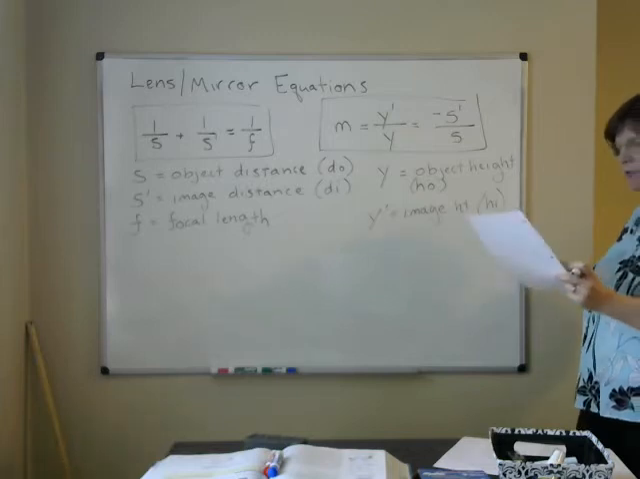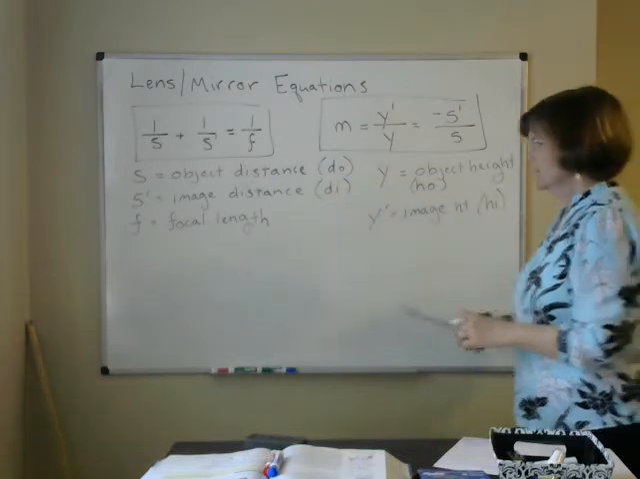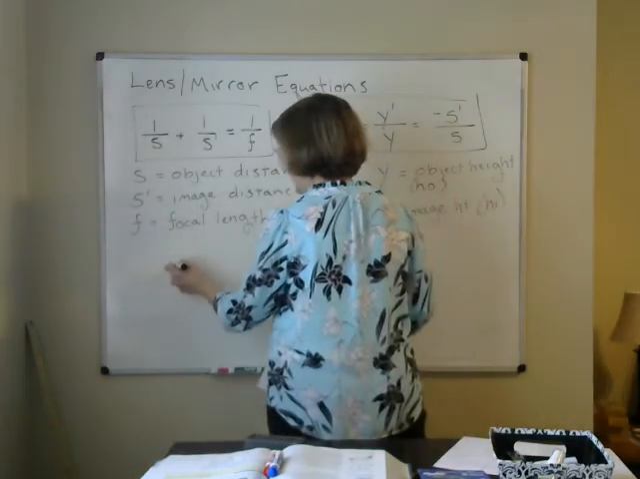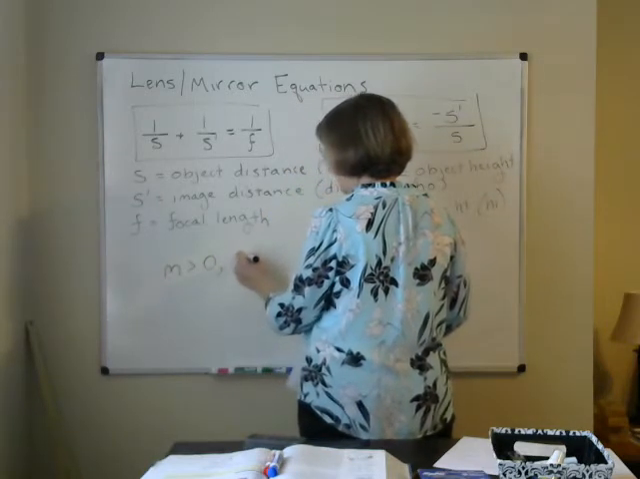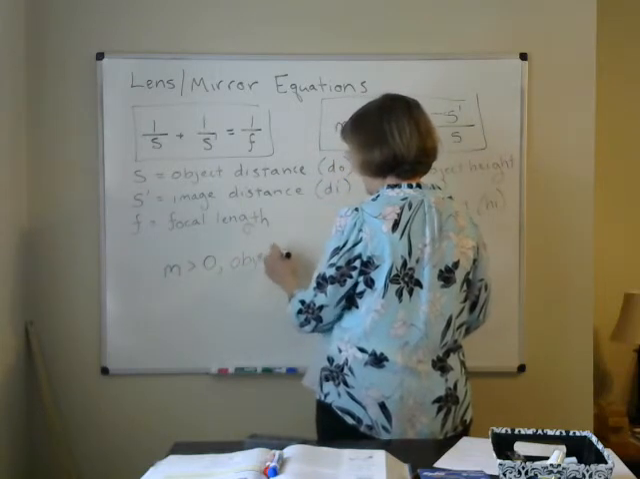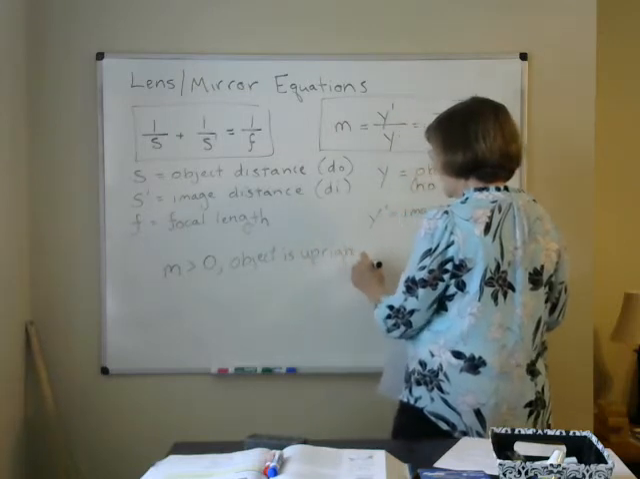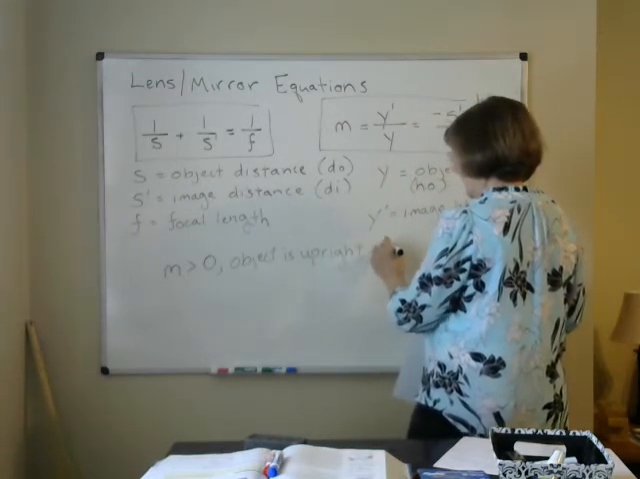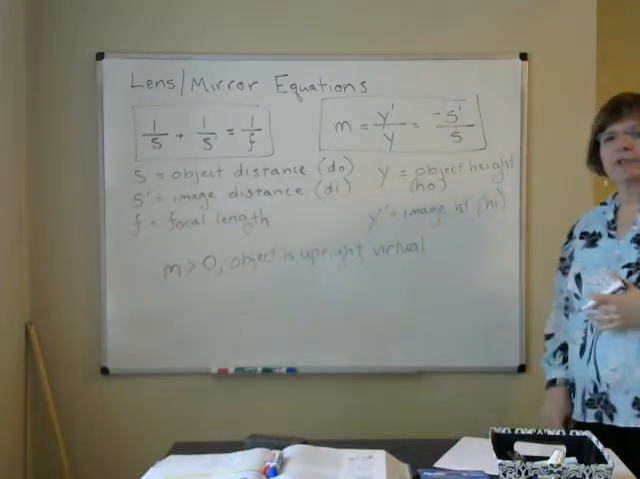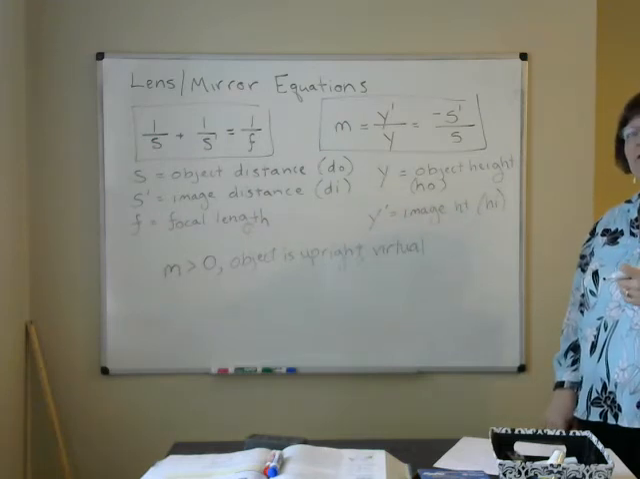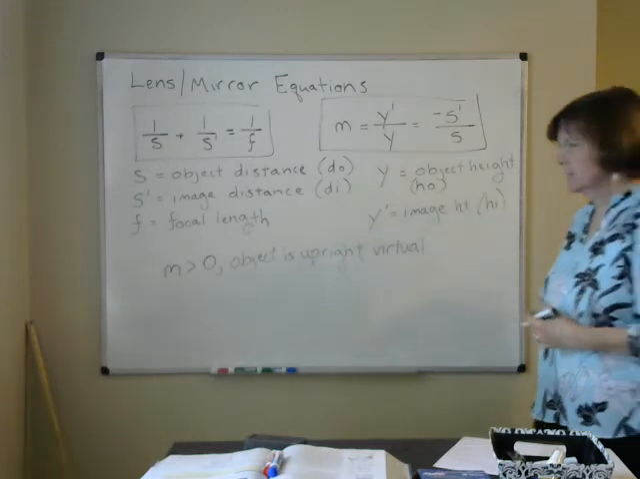If the magnification is positive, the object will have an upright image. So anytime we find out that the magnification is greater than 0, we know two things. We know that the image is upright. We also know that it's virtual. Anytime you have an upright image, you have a virtual image. You do not actually have light at that point. You just have light that appears to come from that point.